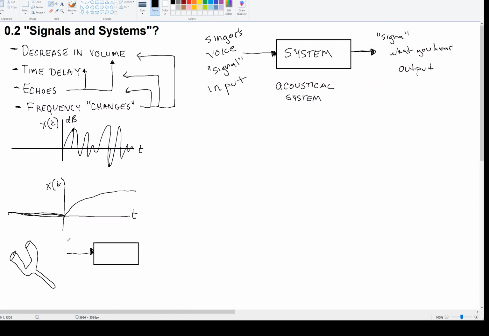So we would give it an input that would look like this. Maybe this is time. We would just give it a quick strike like this. And then what would happen to the tuning fork's output? If we measured the position of one of the prongs, we would expect to see something like this, x(t) versus t. You can see there will be some vibration there. So the position of a mass spring system, or the position of a mechanical system, can also be a signal.